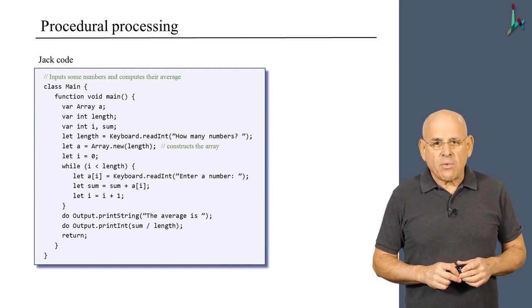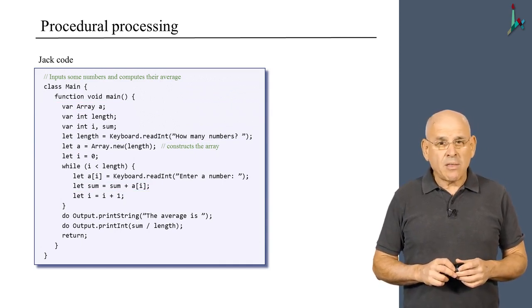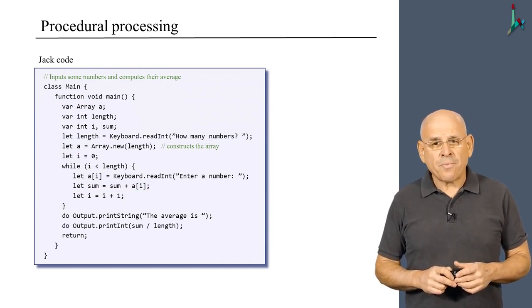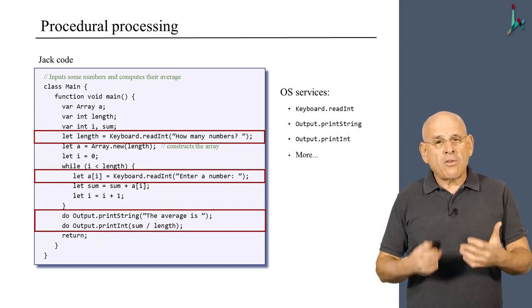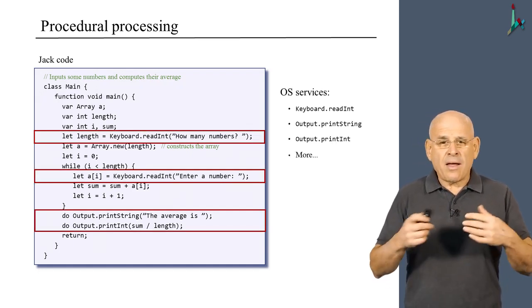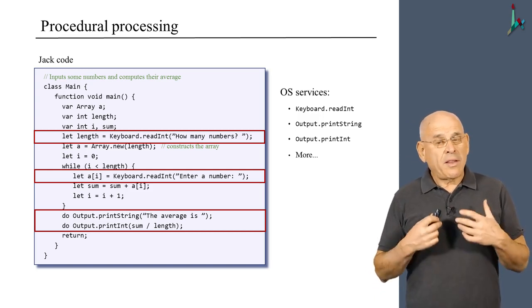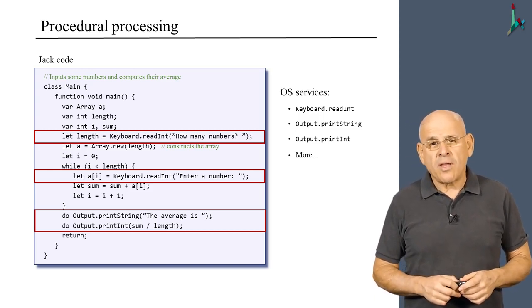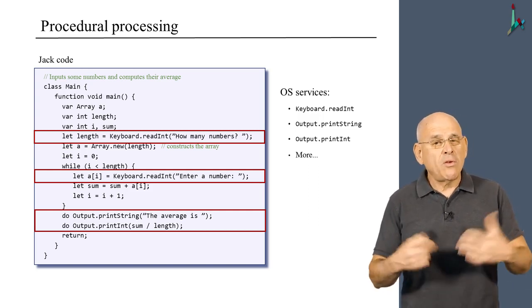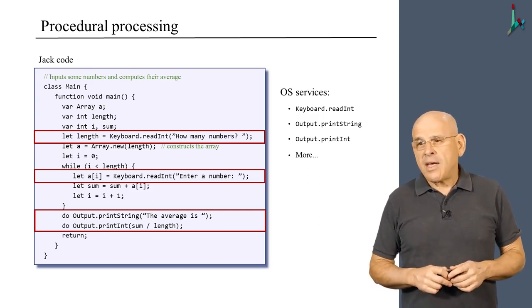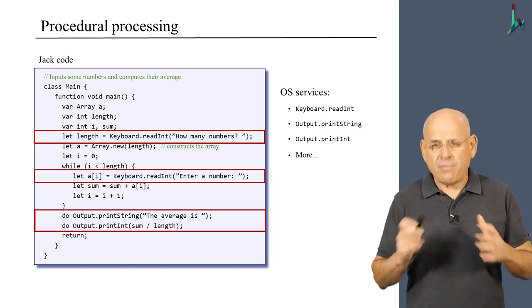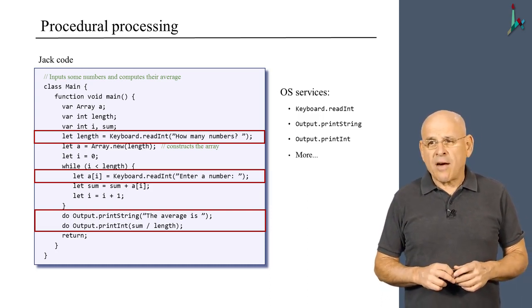What else do we see here? We see that we have some operating system calls, right? And methods like keyboard.readInt and output.printString and so on. Well, these methods belong to the host operating system, and we can use them at will in our Jack code. And we'll have a lot to say about this down the road.